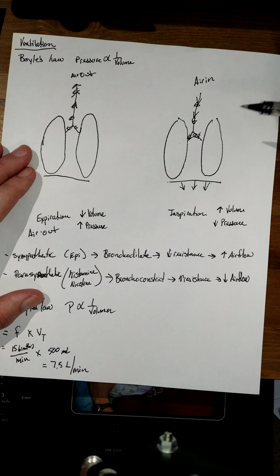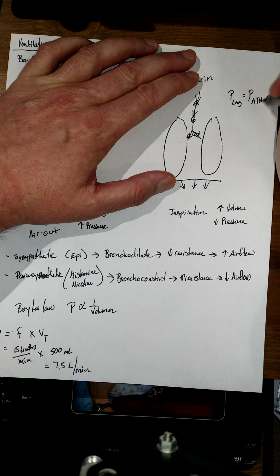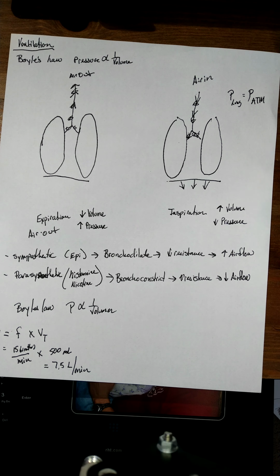When we inspire air, the deep muscles of the chest contract and it increases the chest volume. The pressure at the alveoli, which we'll talk about in our next video, is going to decrease, and it's going to increase the airflow until the pressure in the lungs equals the pressure of the atmosphere. So essentially 760 millimeters of mercury.